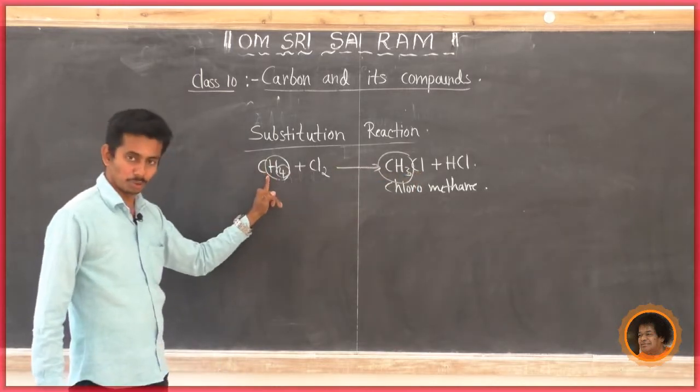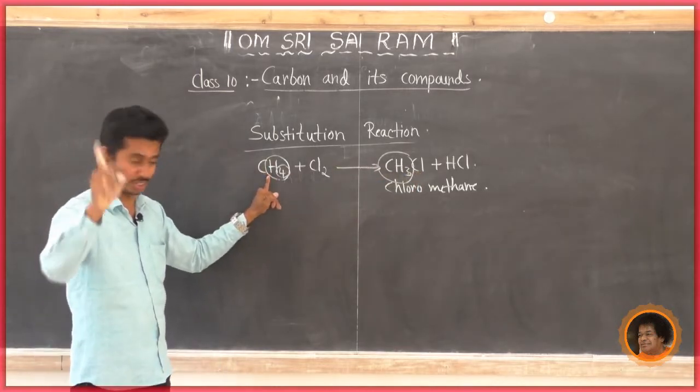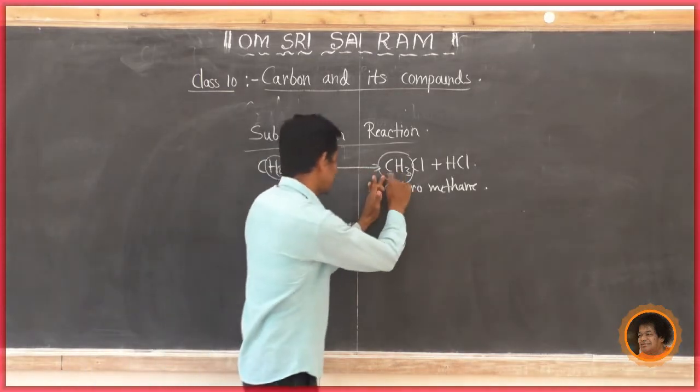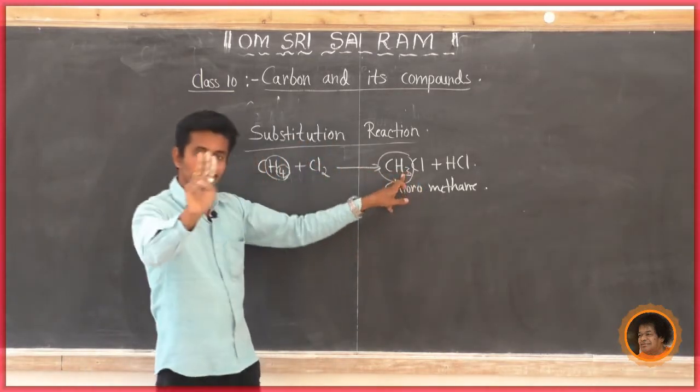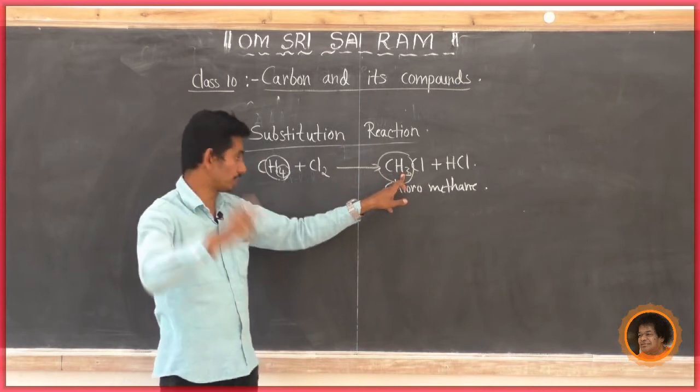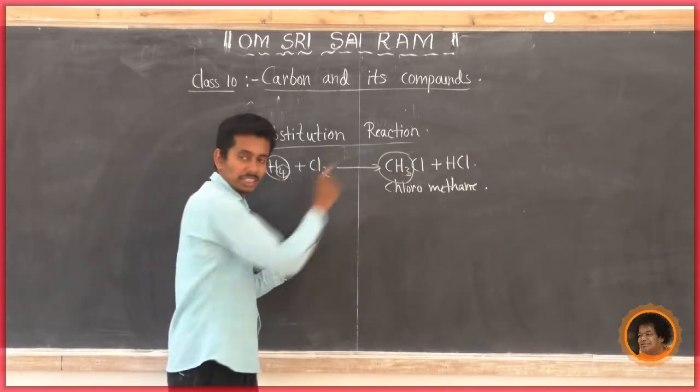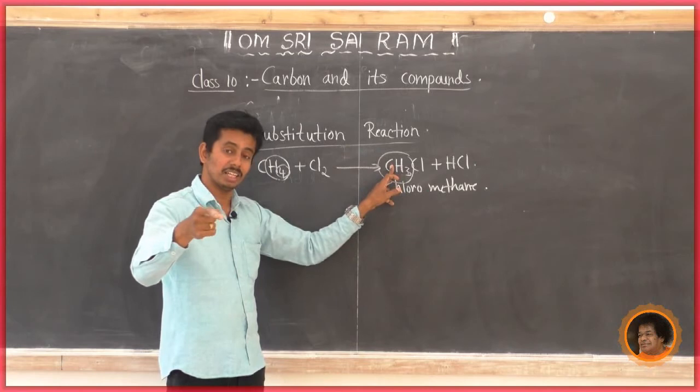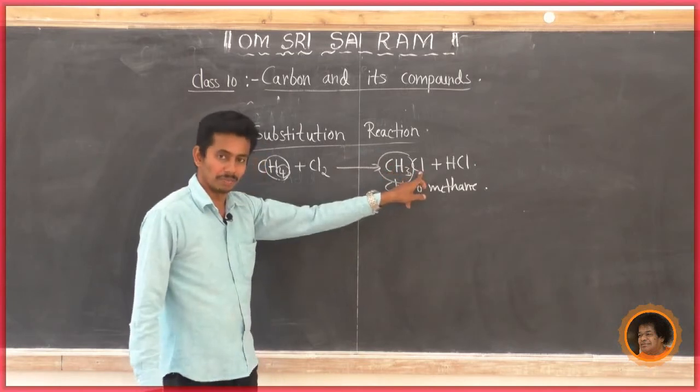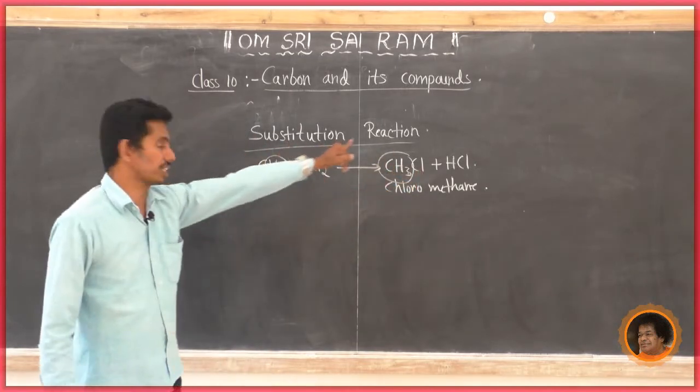Here it is CH4, with 4 hydrogens, but in the product part it is CH3. It means only 3 hydrogens. So one hydrogen, because here it is 4, here it is 3. One hydrogen is replaced by chlorine. So this reaction is called substitution reaction.